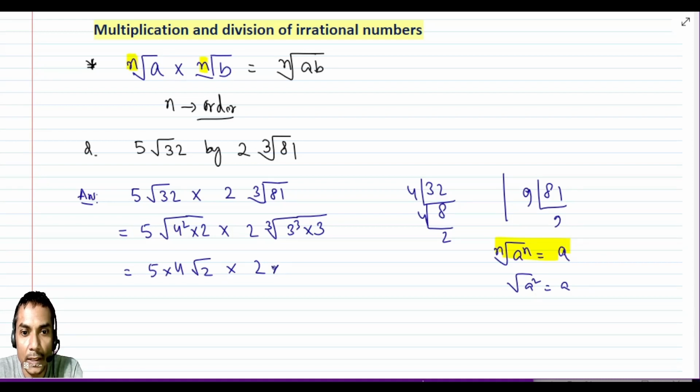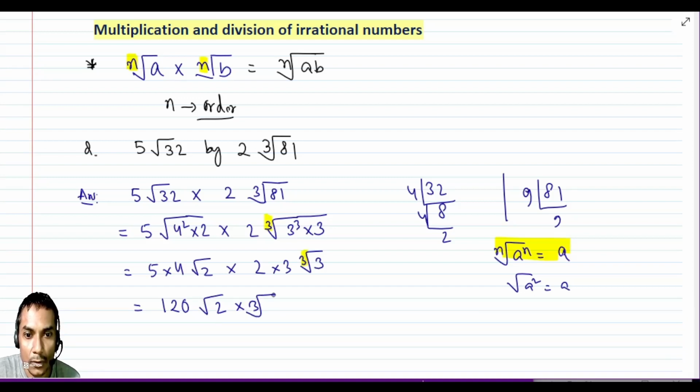Here you get another 3 here, and you keep as it is. You must remember, don't forget this. This is very, very important. You keep as it is. Whatever order is there you must write here. So 20, here it is 20, and here it is 6. So we get what? 120, and here it is root 2 and into 3 root 3.